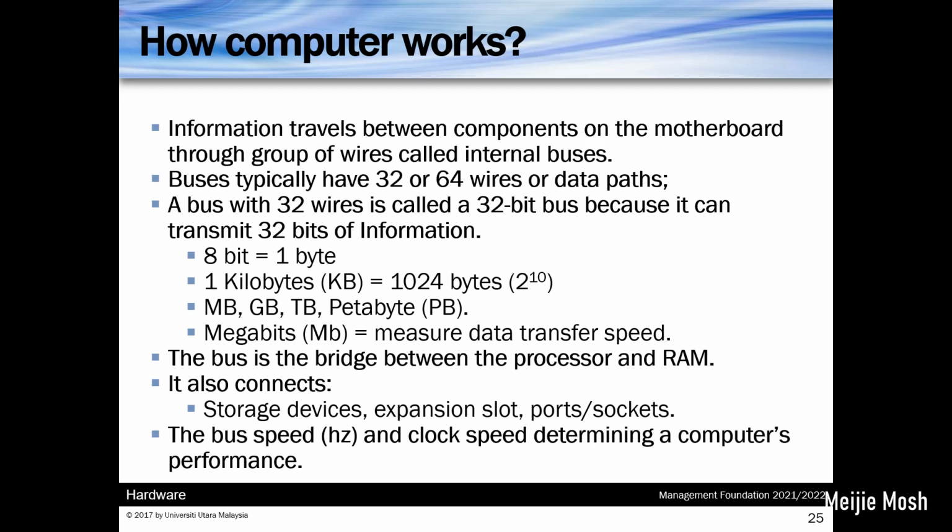Buses are classified depending on how many bits they can move at the same time, which means that we have 8-bit, 16-bit, 32-bit, or even 64-bit buses. Buses typically have 32 or 64 wires or data paths. A bus with 32 wires is called a 32-bit bus because it can transmit 32 bits of information. Computers have two major types of buses.